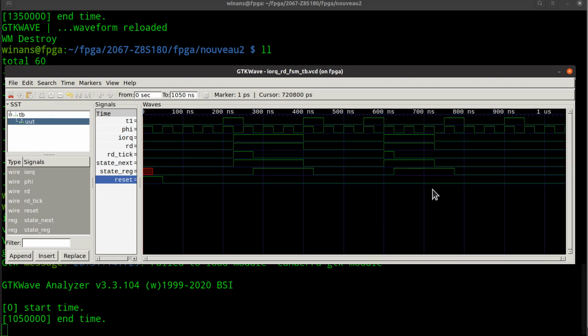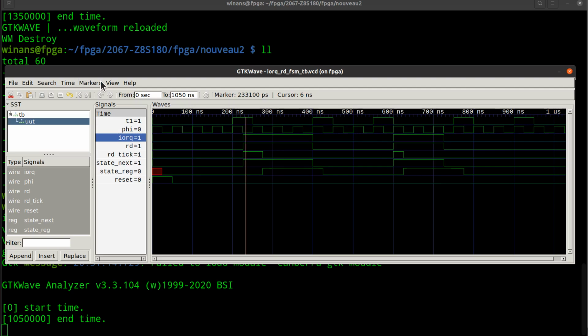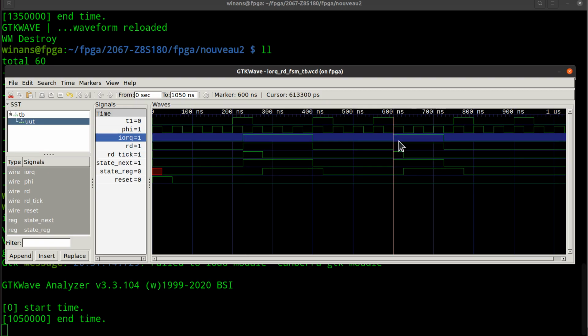We have 2 scenarios for the read test. Resets down there. So here we have the earliest case for IO rec. Here we go. Get that on the screen. The earliest IO rec will ever become true is right away after the falling edge of T1. The latest it'll ever become true is at or after the rising edge of T2.